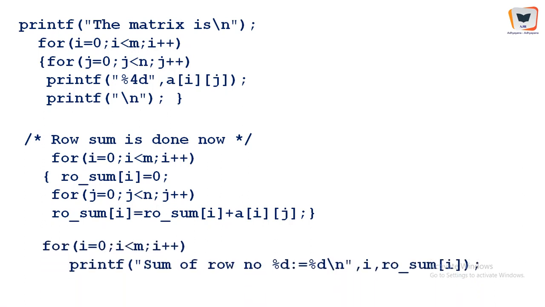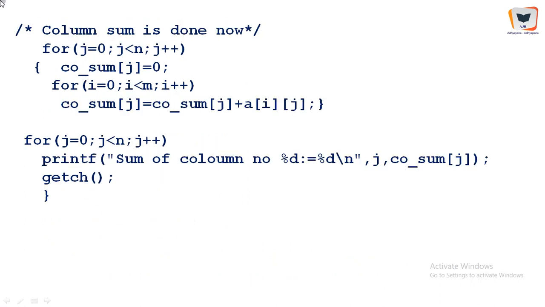Similarly, as far as printing this, you can clearly observe over here, for i equal to 0, i less than m, i plus plus, so as many rows as is the size of this array. Sum of the row number percentage d equal to percentage d, i, that is 0th row, first row, second row, like that it will be printed over here, and accordingly the sum will also be printed. Now the column sum is done.